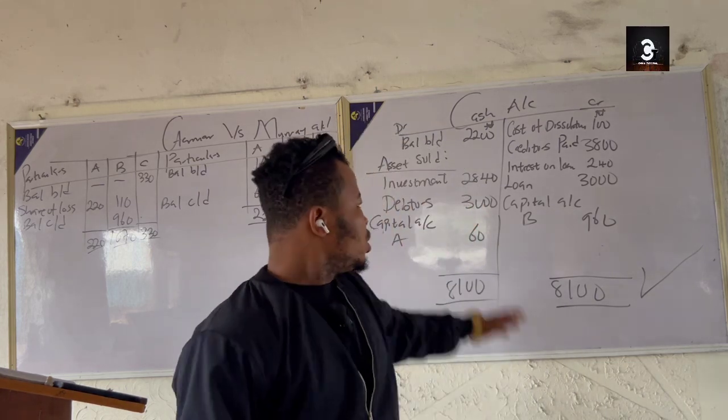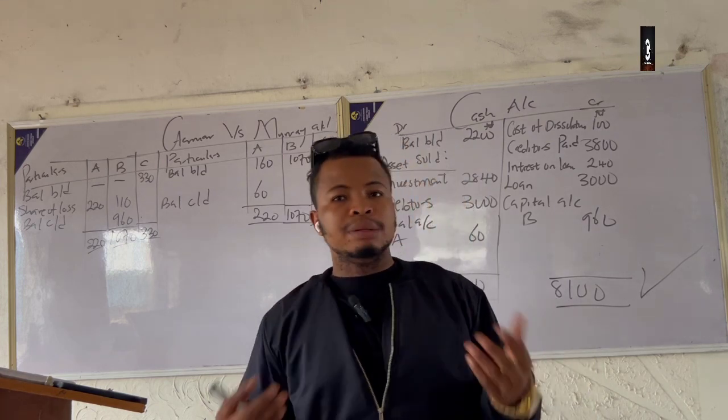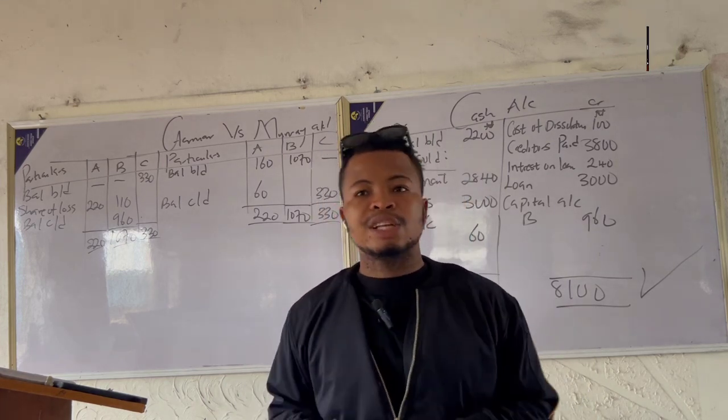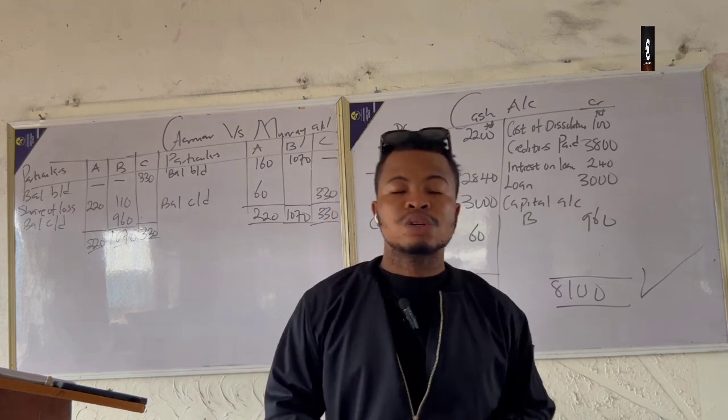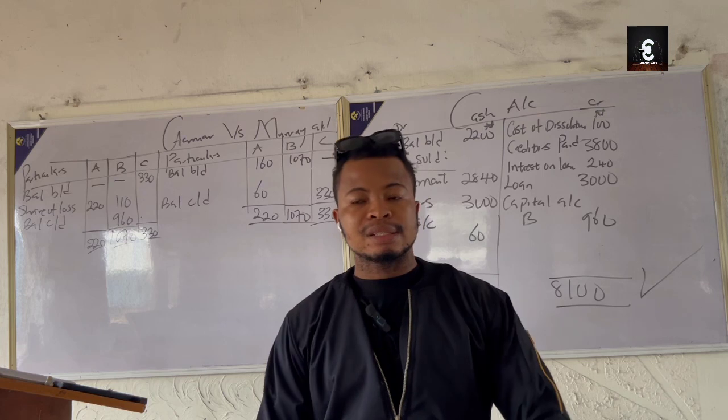Okay, that is it. Look at it. Take your time. First thing, realization, dissolution: create a realization account, share the profit or loss, get their capital balances, and get their cash or bank balances.